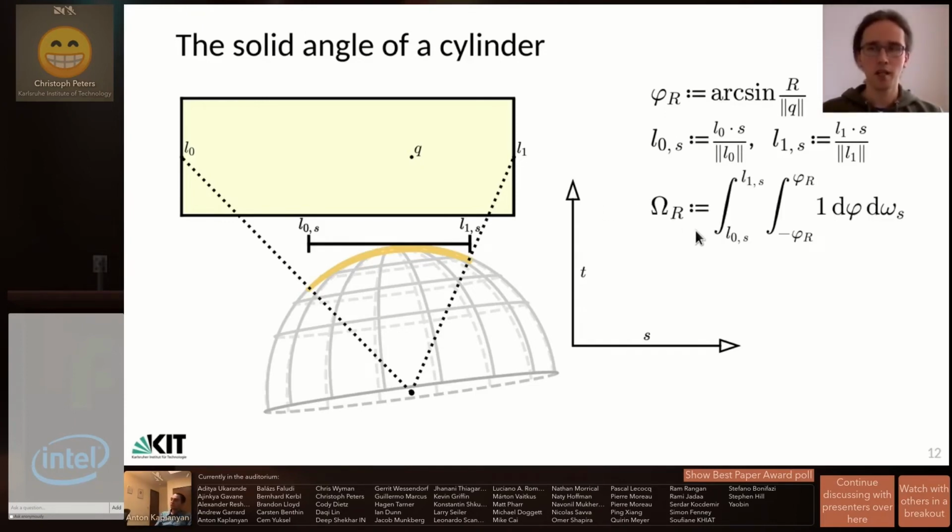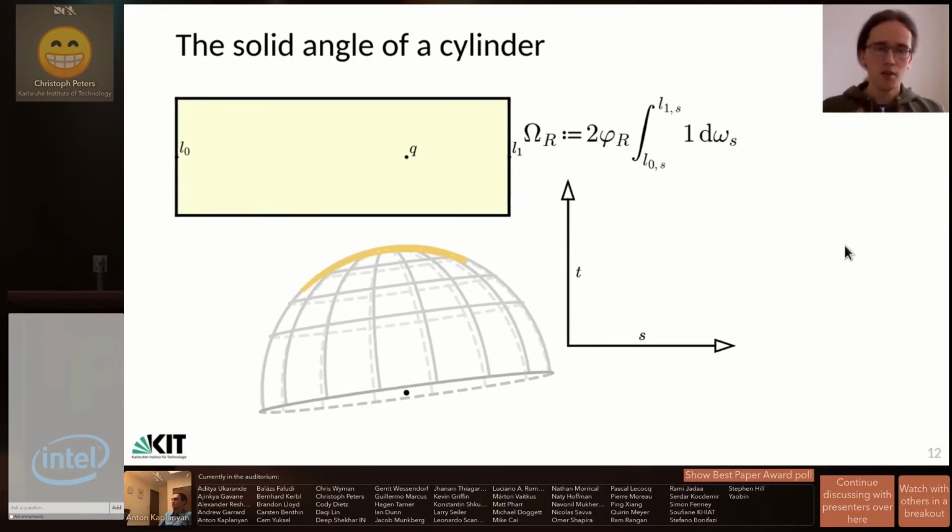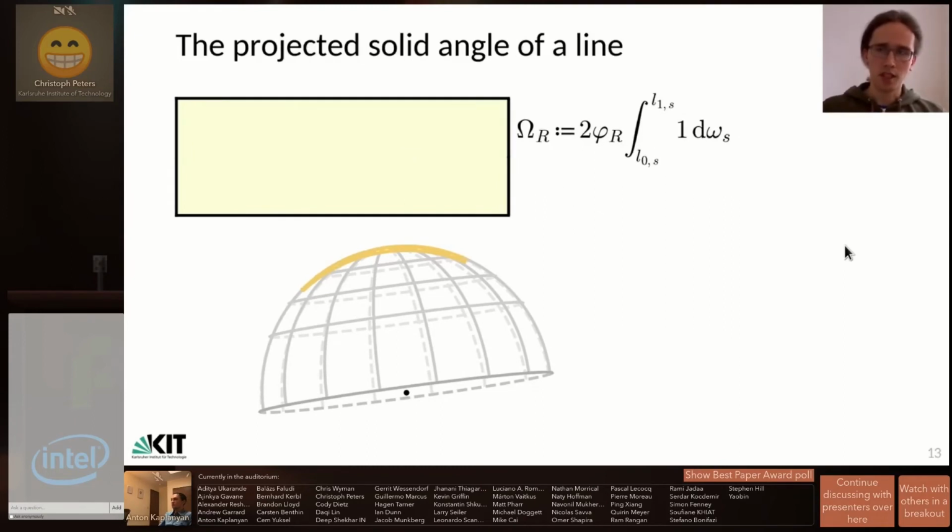With that, we can write the solid angle of the cylinder as an integral over the unit sphere in cylindrical coordinates. This is what it looks like. And the inner integral here is obviously just 2 pi r, so we can pull that out. However, we keep this one because we have plans for it a bit later. With that, we have a formula for the solid angle of the cylinder, but what we actually care about is the projected solid angle of a line.